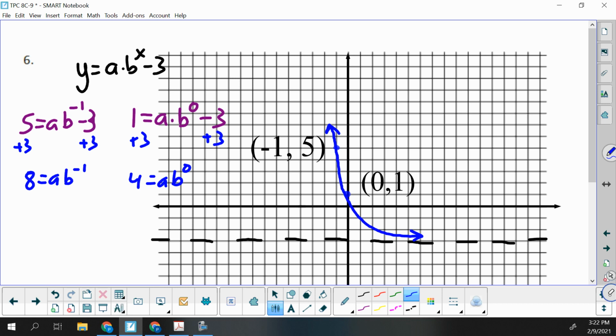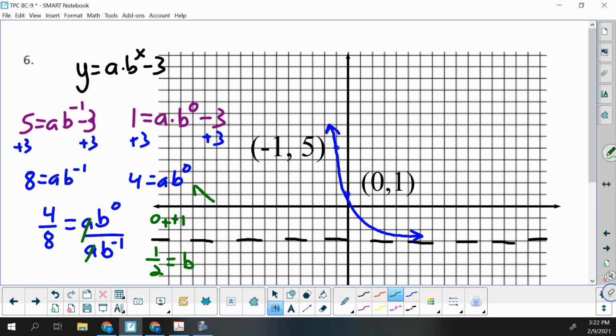Bigger exponent on top, 0 is larger than negative 1, so 4 over 8 is equal to a times b to the 0 over a times b to the negative 1. Divide on the left, we get a half. The a's wipe out, and be careful of your exponents. 0 minus a negative 1 really is a plus 1. So this is just b to the first, which is b.